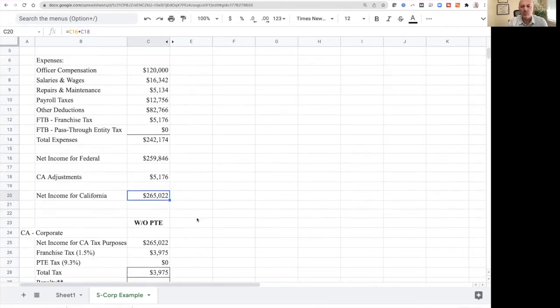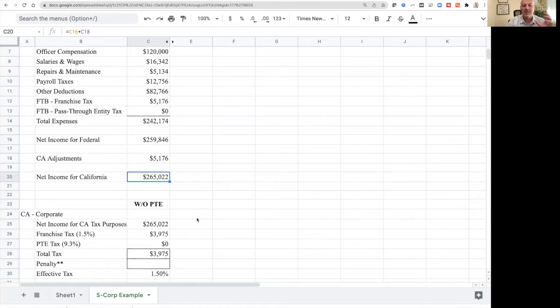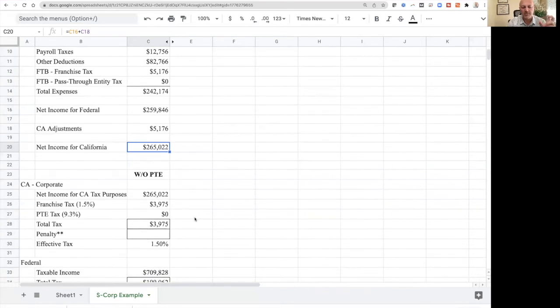Now, what we're going to do is calculate what the California corporate tax is going to be, the California personal income tax, and also the federal income tax. Remember that as an S corporation, the corporation doesn't pay federal taxes. It's only passed through to the individual, and it's the individual that pays tax on the net profit of that S corporation. So let's see what happens first on the California corporate side.